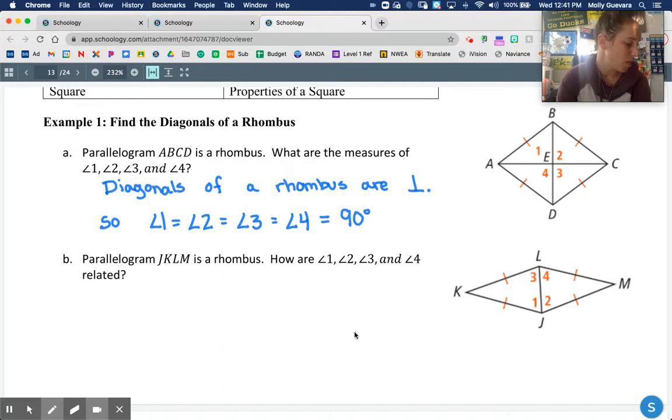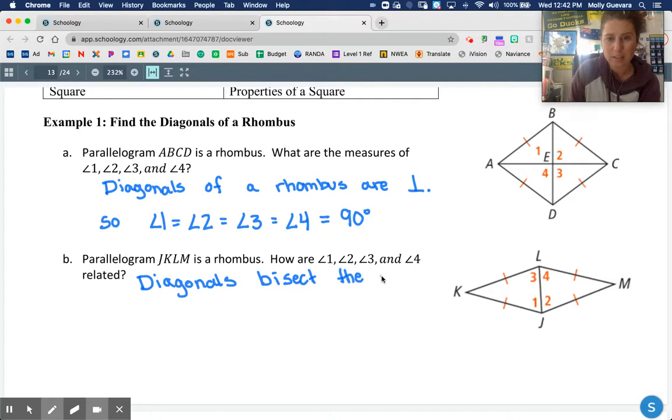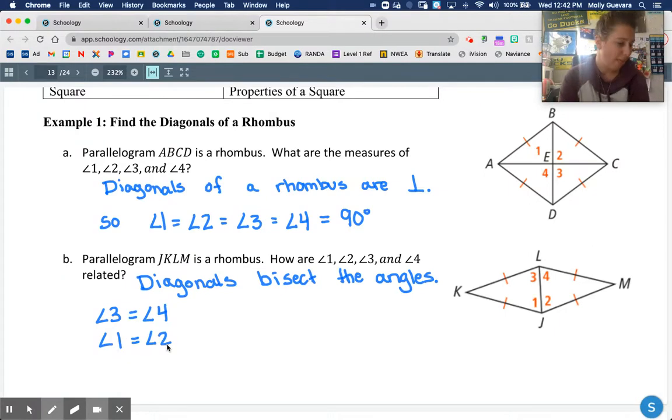Okay. Then for part B, it says parallelogram JKLM is a rhombus. How are 1, 2, 3, and 4 related? Okay, so again, we have to remember those properties of a rhombus. Diagonals bisect the angles. They cut the angles in half. Diagonals bisect the angles, cut in 2. So that tells me that angle 3 is going to be equal to angle 4, and angle 1 is going to be equal to angle 2.